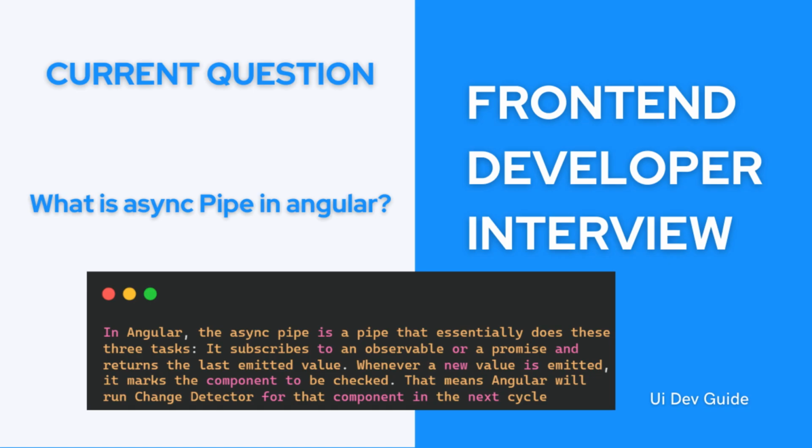What is async pipe? Suppose I have some observable data coming from the service layer, and I create an observable type variable inside the component. Instead of subscribing to that observable data in the component, I can directly subscribe to it with the help of async pipe in the HTML file. So this is the use of async pipe. We do not have to take care of subscription and unsubscription while using the async pipe.